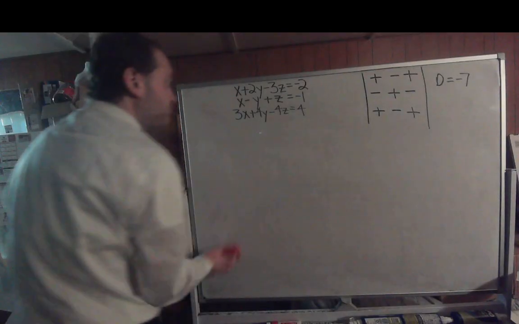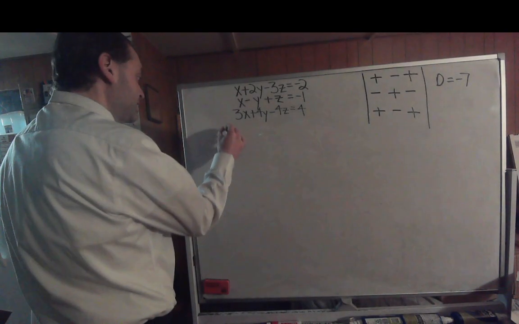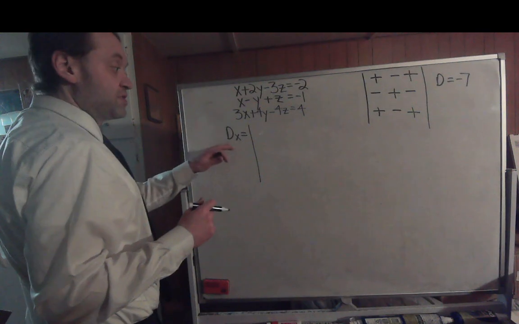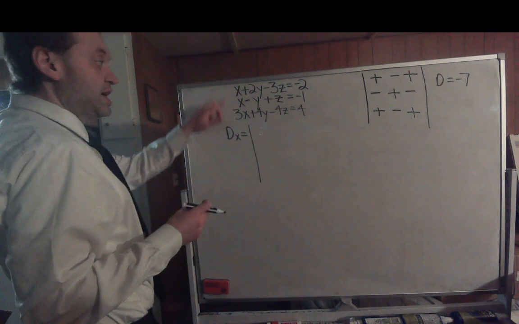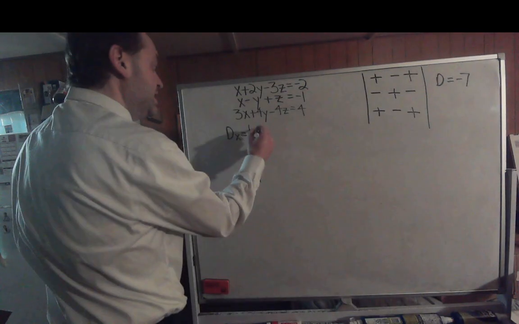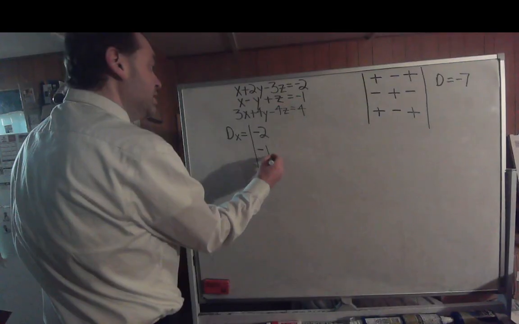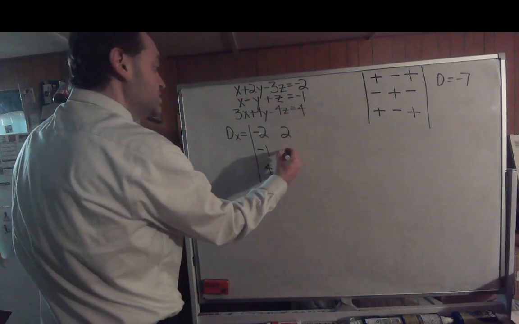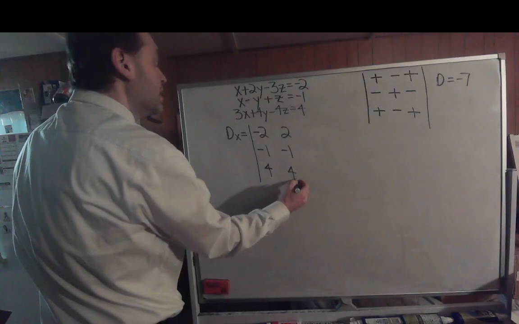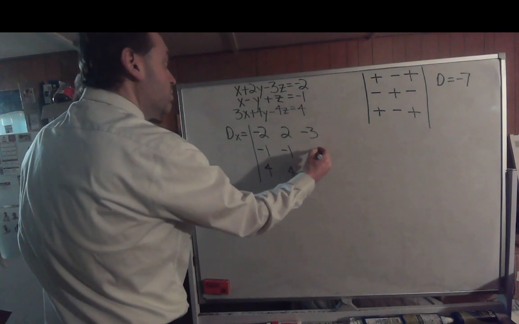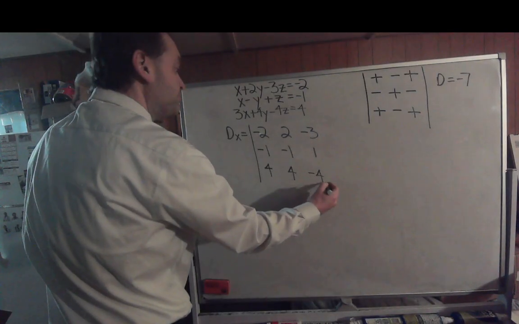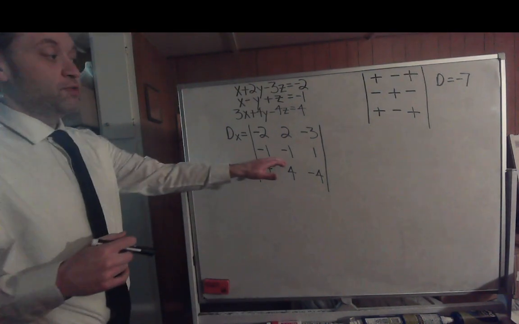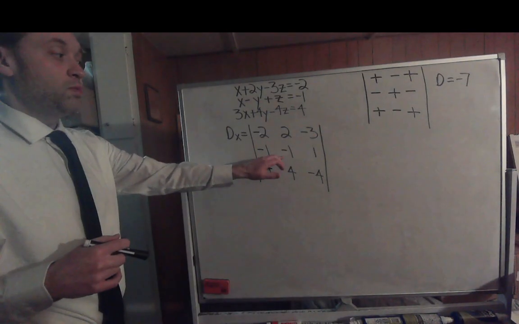Alright, so let's figure out D sub x. So set up your determinant. Now this time, since we're solving for D sub x, you're going to take all your x coefficients and replace those with -2, -1, and then 4, but keep your y and z coefficients the same. So 2, -1, 4, and then -3, 1, and -4. Alright, well, I still like the second row because we have a lot of 1s here. We have all 1s in the second row.